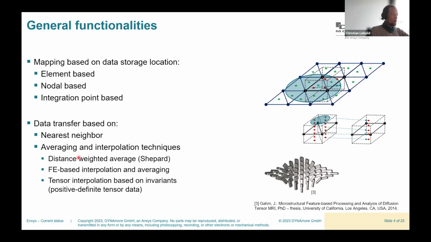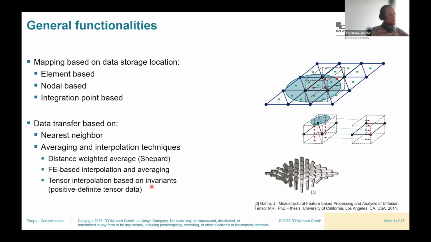There are other algorithms available, like a distance weighted average based on Shepard's method. And we are investigating tensor interpolation based on the tensor invariants that currently works just for positive definite tensor data. So it's an application within the range of, if you model short fiber reinforced plastics, for example, these tensor data you get from molding analysis, those are usually positive definite. And then one could apply this tensor interpolation based on invariants. So that's still some ongoing research.